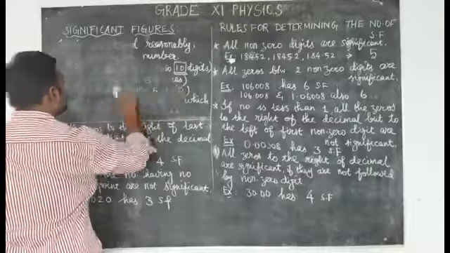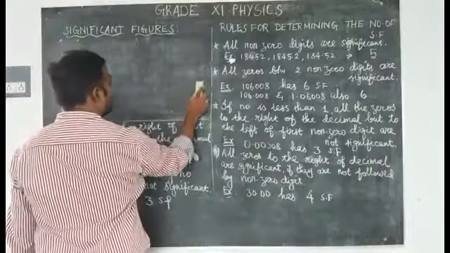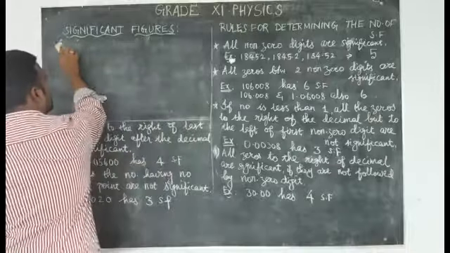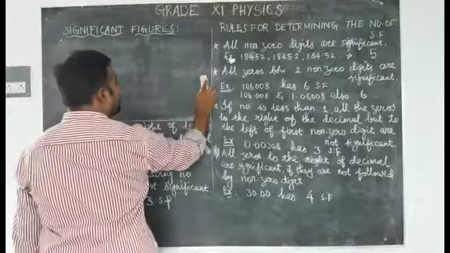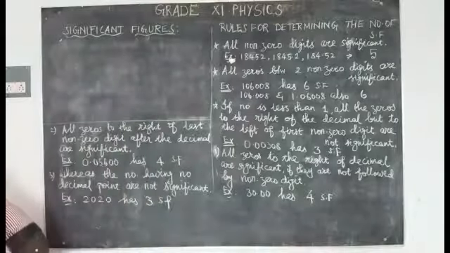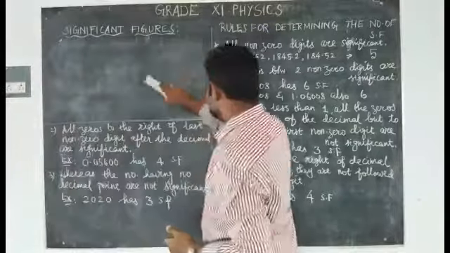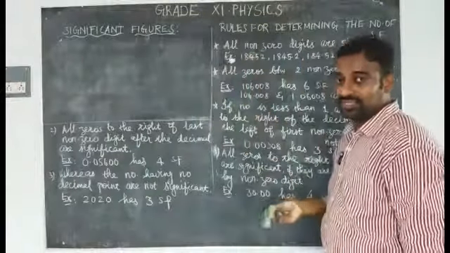So what are the rules to be used to write the significant figures? Next, we are going to discuss the rules for determining the number of significant figures. How to calculate the significant figures in the given digits is the rule. It has some rules. Okay.